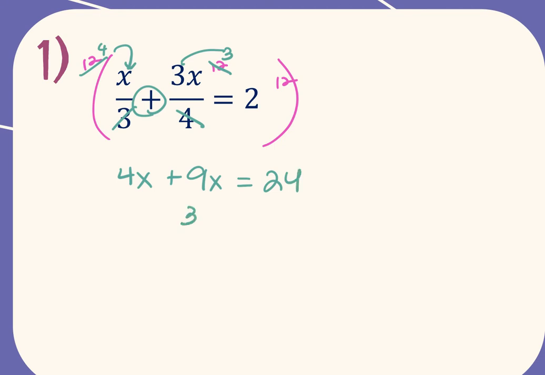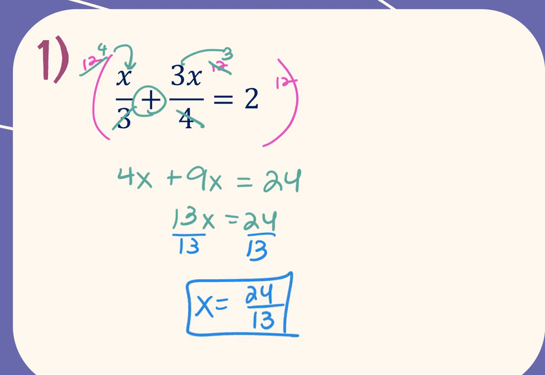Combine your like terms, so 13x equals 24, and then divide both sides by that 13. And you can leave it as 24 over 13. You could convert it into a mixed number. It doesn't matter. As long as that fraction is simplified, you could leave it either way. I would say don't waste the time putting it into a mixed number if you don't have to.